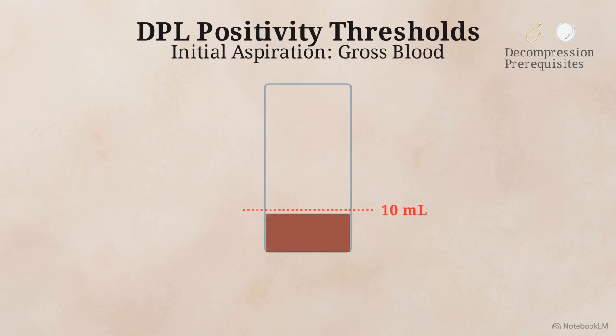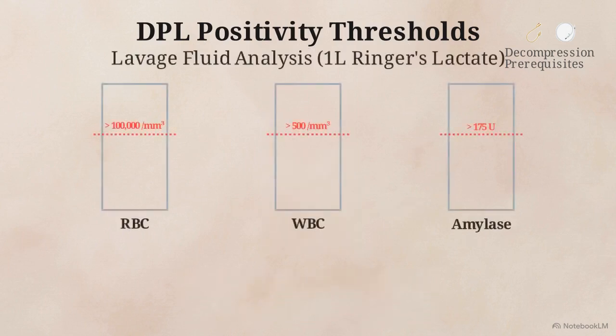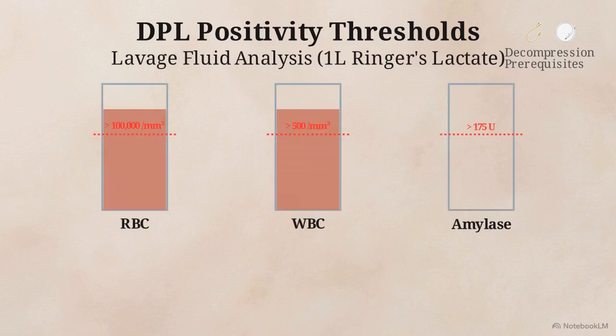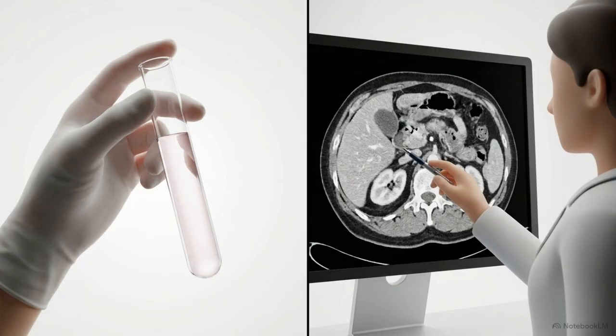An initial aspiration of more than 10 milliliters of gross blood is an immediate positive. If fluid is instilled, the lavage is positive if it returns an RBC count over 100,000, a WBC count over 500, an amylase level exceeding 175, or any trace of fecal or food matter. These imaging modalities and fluid analyses act as definitive sorting gates.